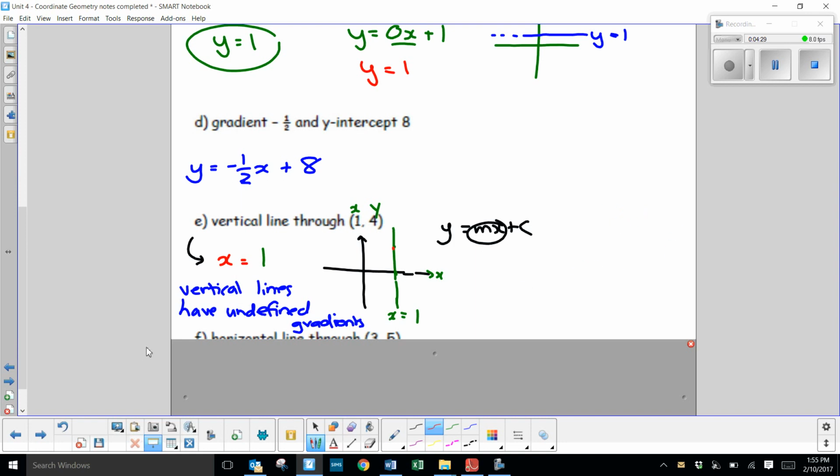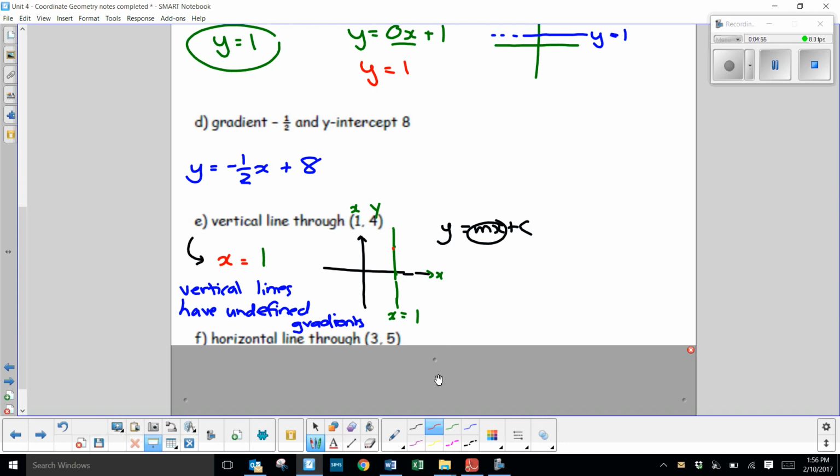So vertical lines have what we call undefined gradients, because it's got no run, so the rise over run is an undefined value. So if it's a vertical line, the equation of a vertical line, you don't bother with y equals mx plus c, it's just what is the value of x that it cuts through. It just cuts through x equals 1. So interesting, that one.